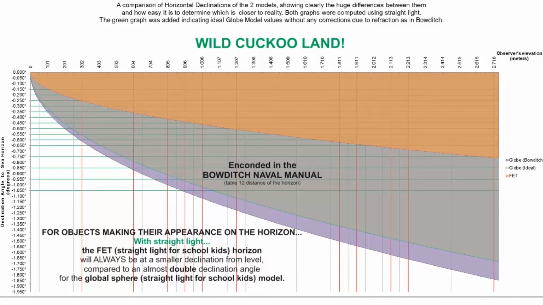So these are distances versus angles of declination to the horizon. For objects making their appearance on the horizon with straight light, the flat earth theory's horizon will always be at a smaller declination from level compared to an almost double declination angle for the global sphere model. So you can go to any elevation above sea level and measure the horizon and see if it's closer to flat earth theory or closer to the global model of straight light.